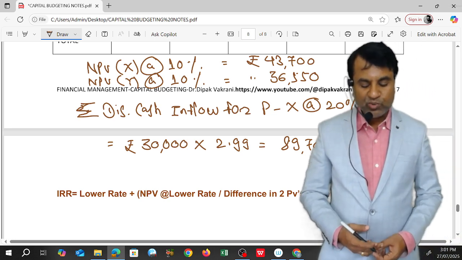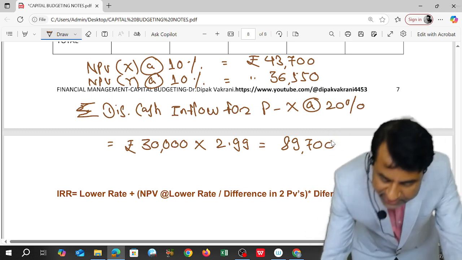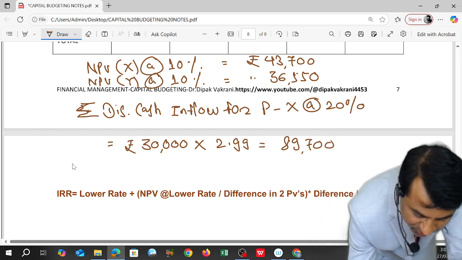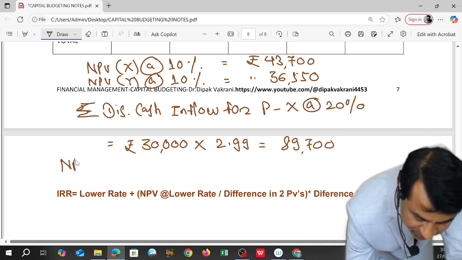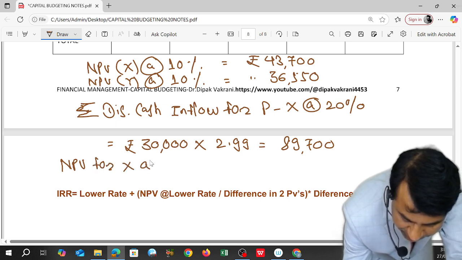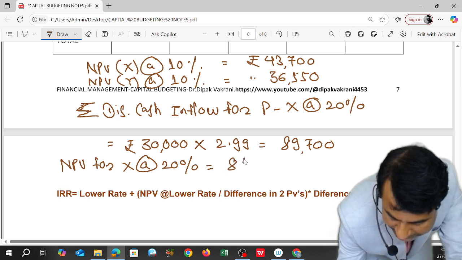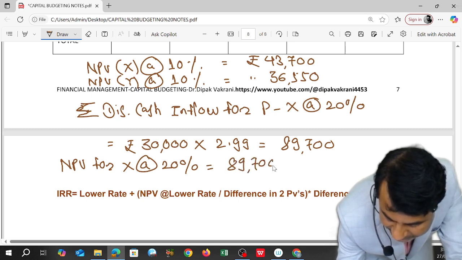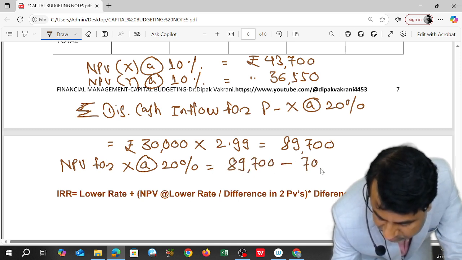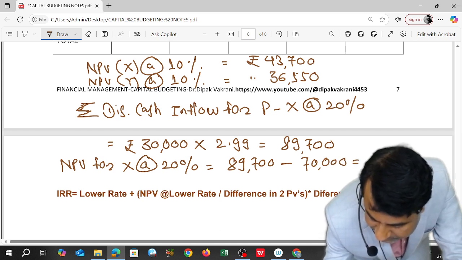10 से पॉजिटिव आ ही चुका है, बट चलो 20 से भी कर लेते हैं. NPV for X at 20% is equal to 89,700, summation of discounted cash inflow, minus cash outflow of 70,000. Still it is positive, my dear, though it is 19,700.